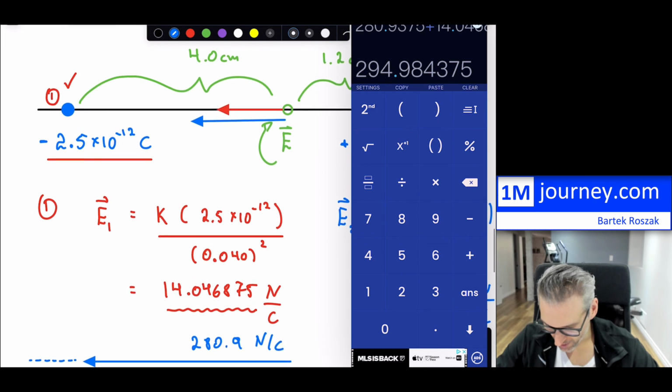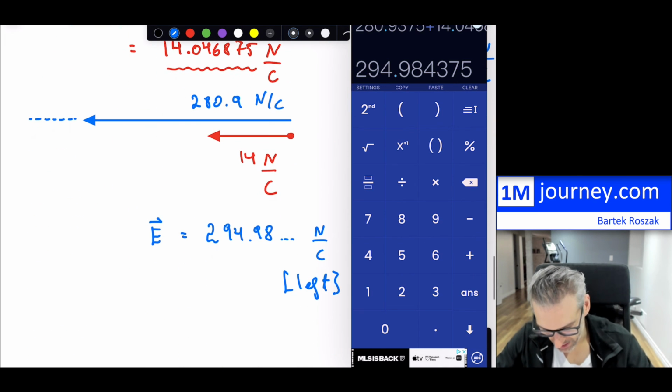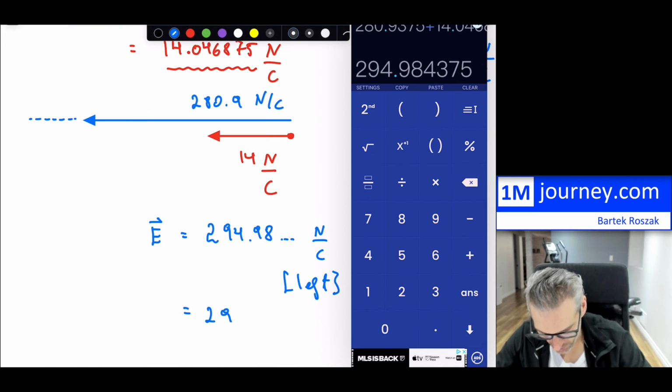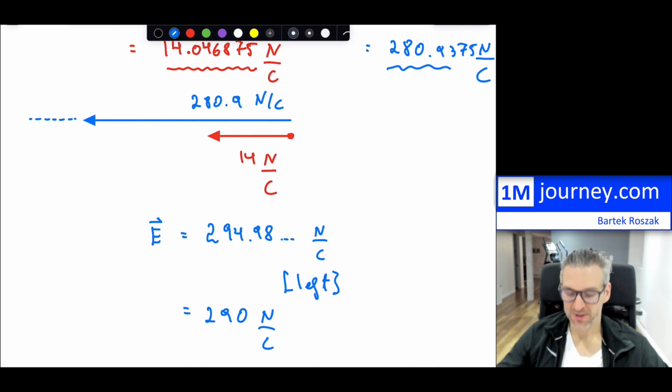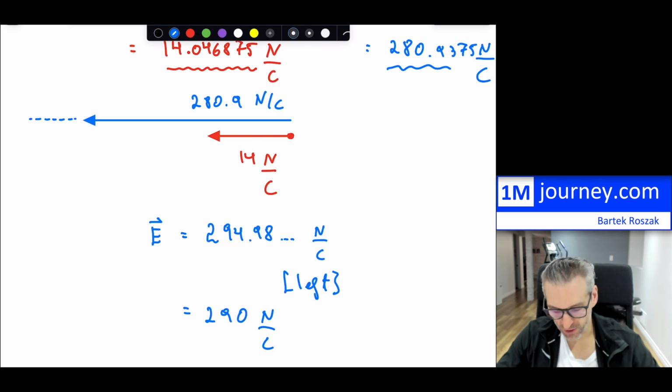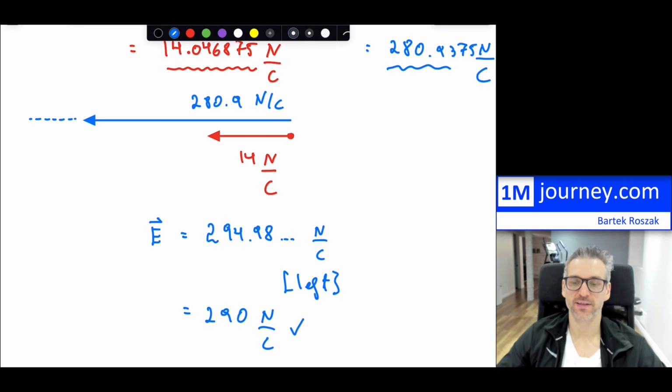Now I think within here I'd keep everything to two significant figures. So let's keep it to 2. So 290 newtons per coulomb if you wanted to keep to 2 sig figs. So you have now found what the electric field would be at that point.